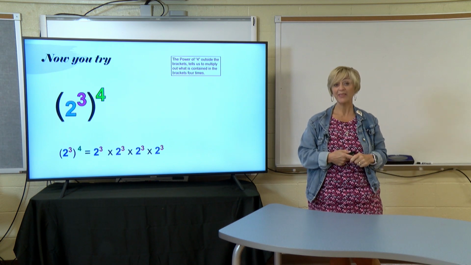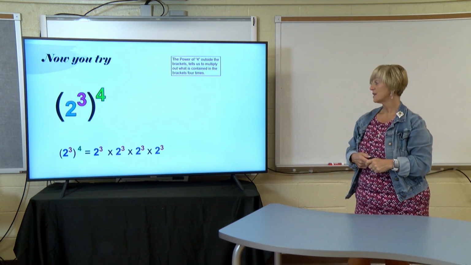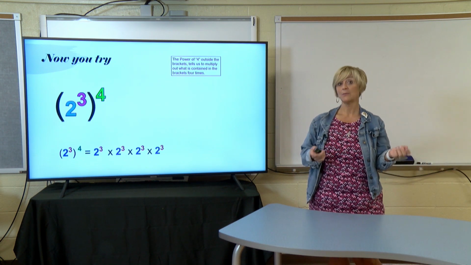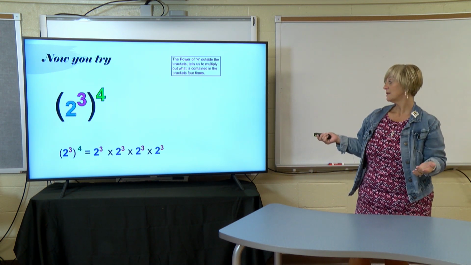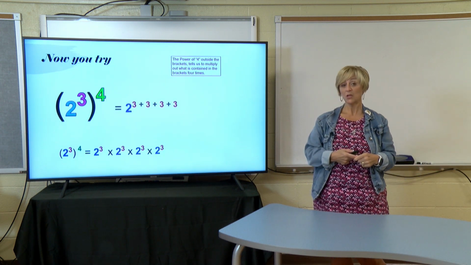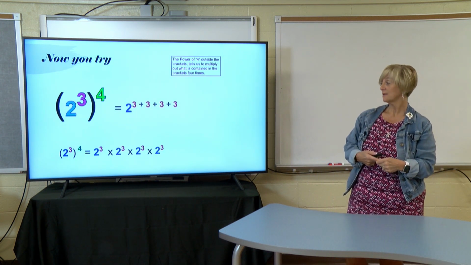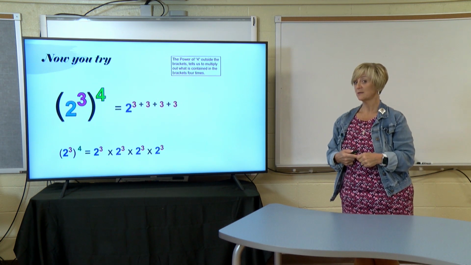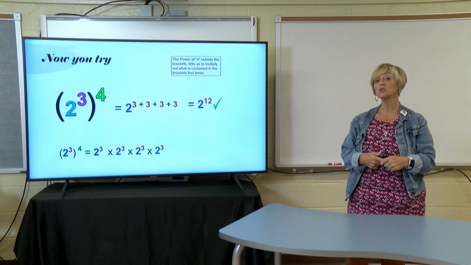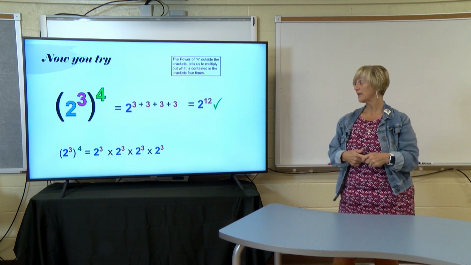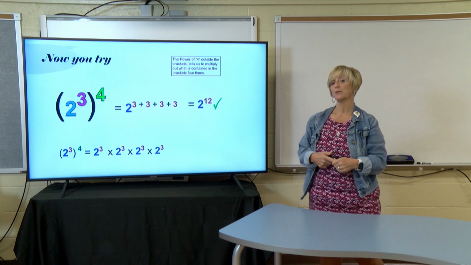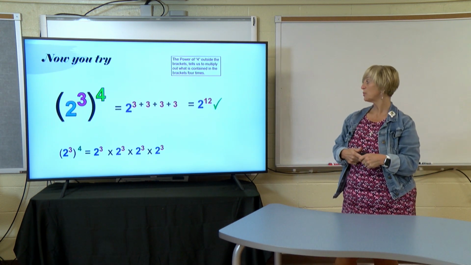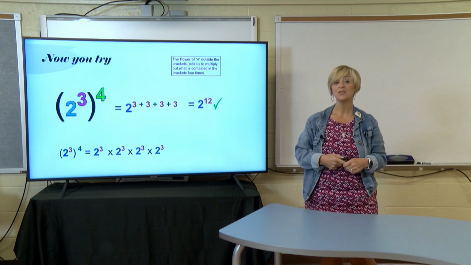So if we expand that out, that's 2 to the 3rd times 2 to the 3rd times 2 to the 3rd times 2 to the 3rd. That gives us 2 to the 3 plus 3 plus 3 plus 3, which is 2 to the 12th. So if we expand it out, we would add all of our exponents. But if we raise a power to a power, we're going to multiply them. So it's 2 to the 12th power.